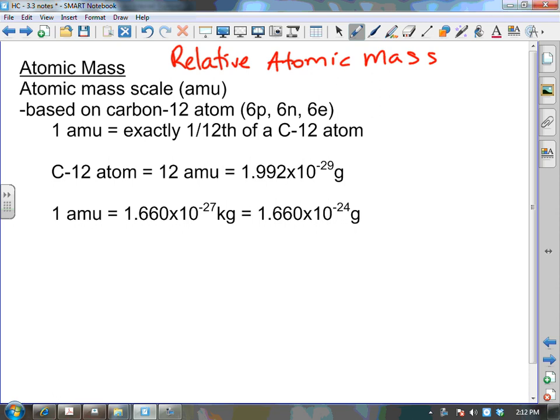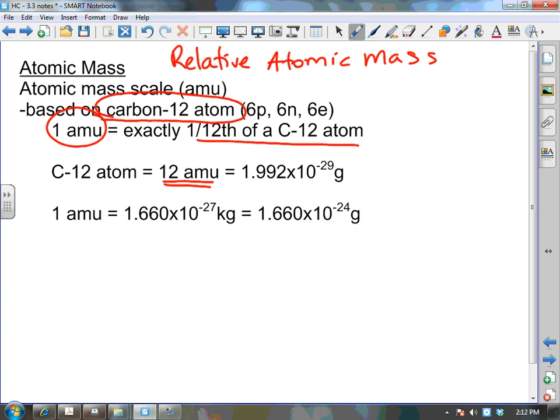It is a scale, and the units for the scale is just simply AMUs. And the way the scale was created, it was a standard based upon the carbon-12 atom. The carbon-12 isotope has 6 protons, 6 neutrons, and 6 electrons in it. So in defining this standard, they said a carbon-12 atom is equal to exactly 12 AMUs. Therefore, 1 AMU is equal to 1/12 of a carbon atom.